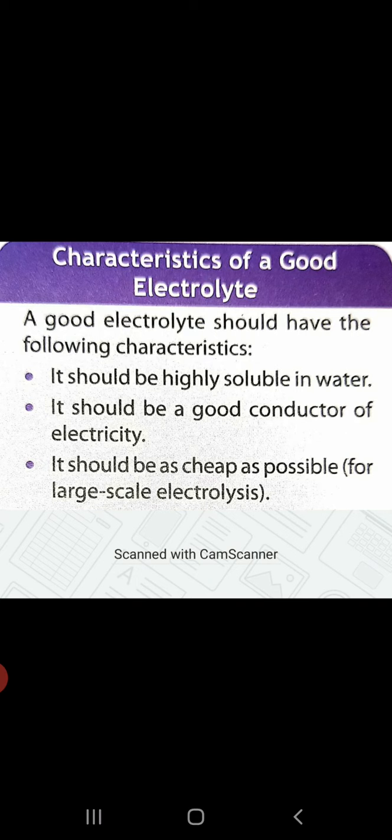So these are three important characteristic features of an ideal electrolyte, that it should be easily soluble and highly soluble in water. Then it should be a good conductor of electricity and should be cheap, so that on large scale electrolysis it can be used as an electrolyte. Alright, so these were the characteristics of good electrolyte.